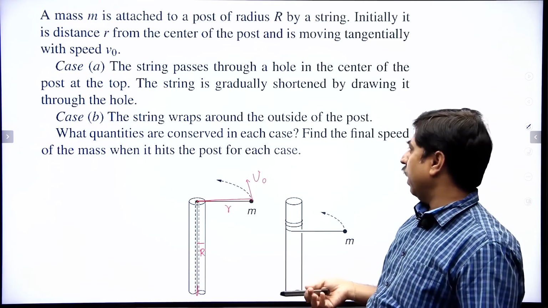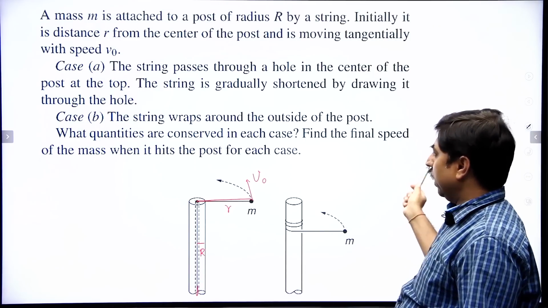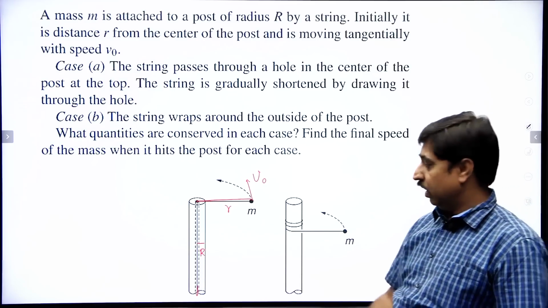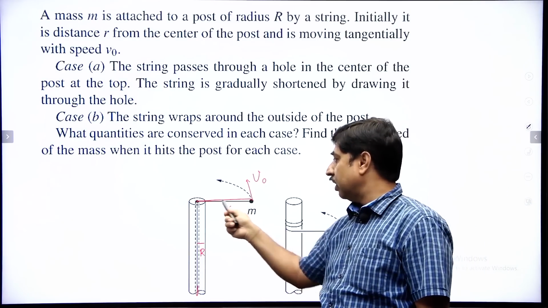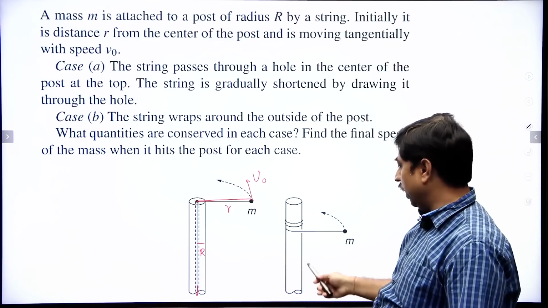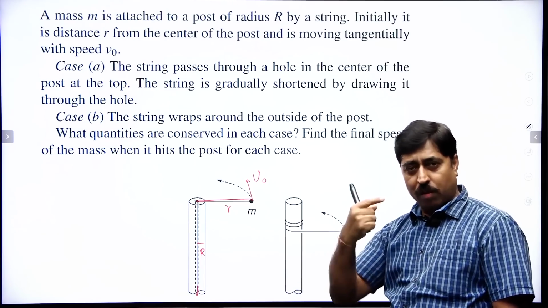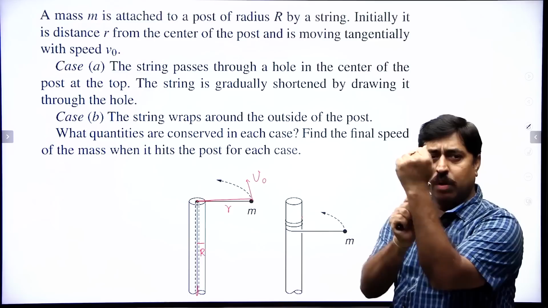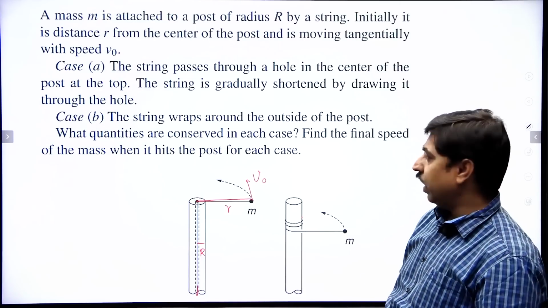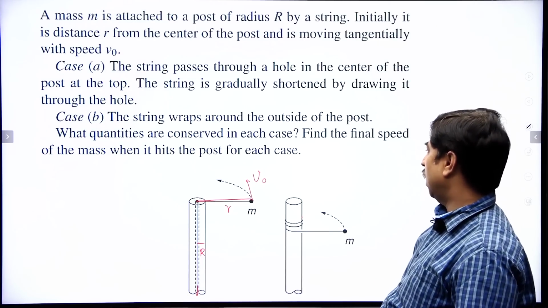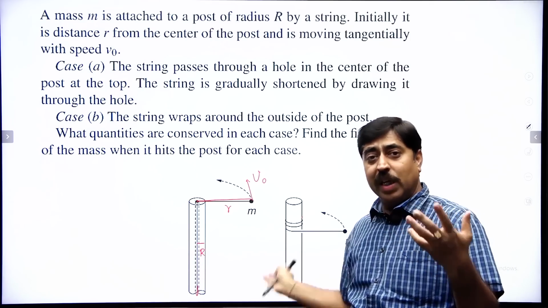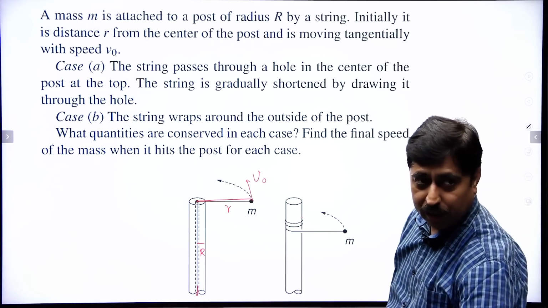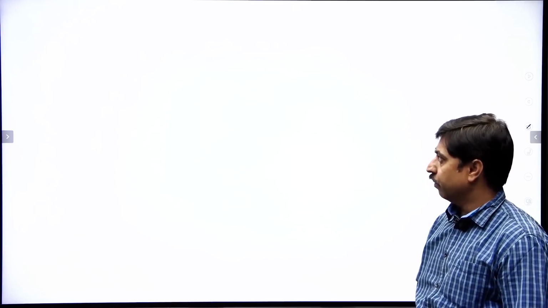What kind of quantities remain conserved in these two cases? Find the final speed of the mass when it hits the post for each case. If you keep on drawing this string, the mass is ultimately going to hit this pipe. Similarly here, if the mass goes on and on around the post, after some time it is going to hit the post. So in both cases, we have to find at what speed the mass is going to hit the post. This is the question. I hope you have understood this.